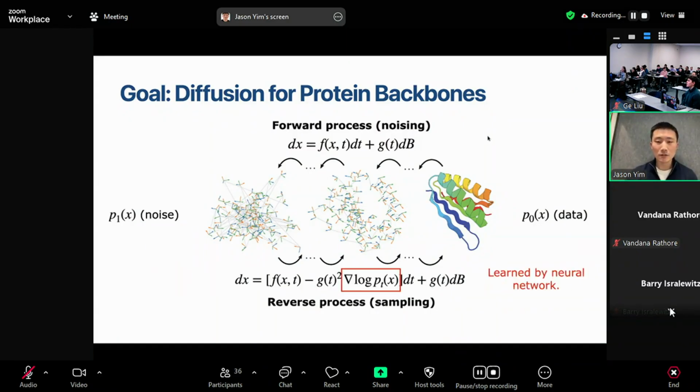But the main thing to note here is that we're trying to learn this object, which is the score function. We don't know what the score function is analytically, and so this has to be learned by a neural network.